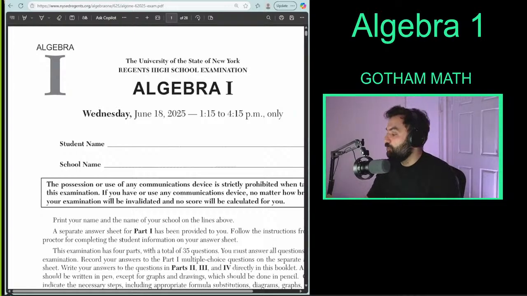3, 2, 1. We're alive, guys. So the day has come. It's finally here. The Algebra 1 Regents has finally been published for June 2025. That means we're going to go over the first part of the Regents, the multiple choice part.